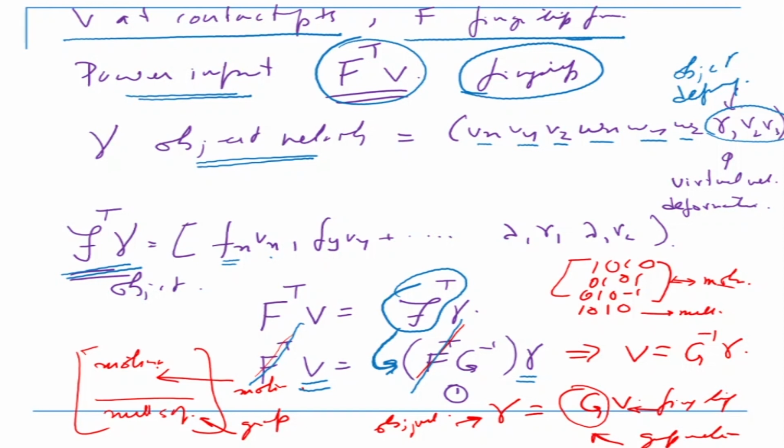If I take the inverse of this, or bring G onto this side, then gamma will be equal to G into V. So gamma is equal to G into V. This G is basically called the grip transform matrix.